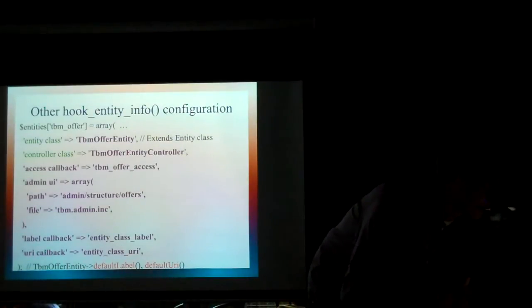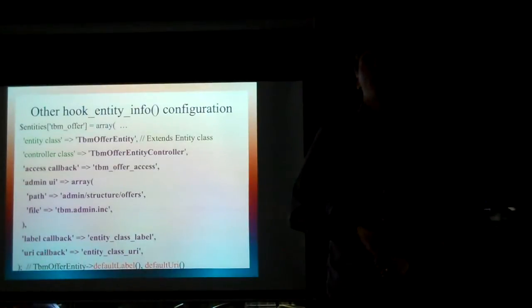Cool. Next, label callback and URI callback. So basically, this is where you can define what function gets called to provide a label for a given entity. So, for example, I could define a function that just returns "offer", if I really don't need to label each of my individual offers, but I need them to show up somewhere so I can click on them. I might just say some function returns "offer", and then everywhere where that offer shows up, and I want to click on it or do something, for example, in the administrative UI, it would do that.